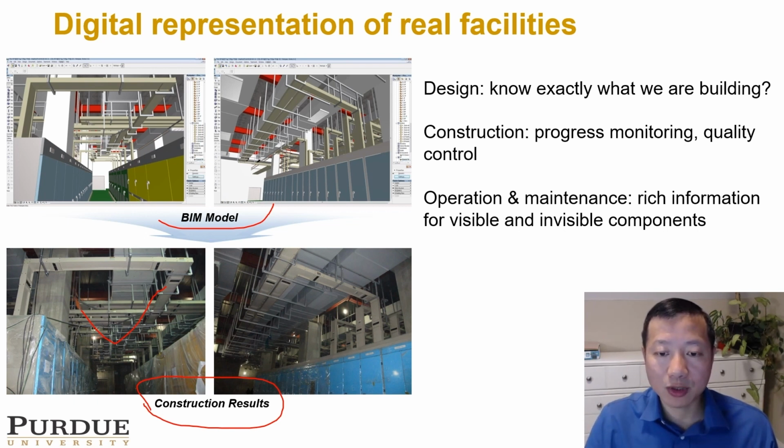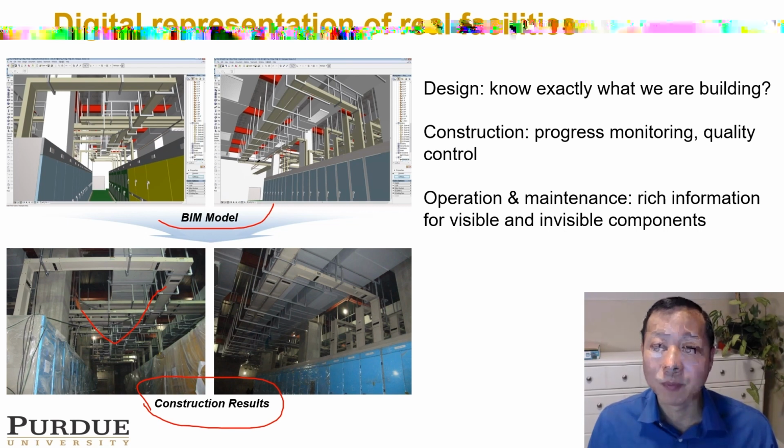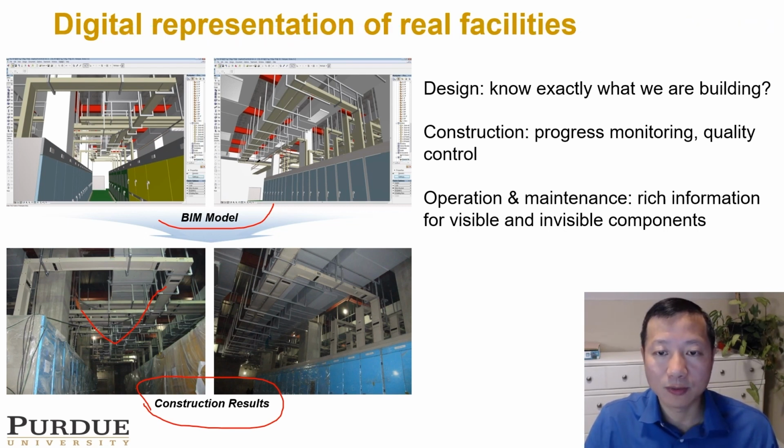Now, during the construction phase, you can compare your as-designed product to your as-built. This allows you to monitor your progress, what has been built already, what is ongoing, what still needs to go onto the job site, and allow you to perform quality control, which means you're comparing your digital model to your physical model, and you get to detect and analyze the discrepancies. And once you complete your construction, the BIM model evolves into the complete as-built model, and this provides rich information during the operation and the maintenance stage, right?